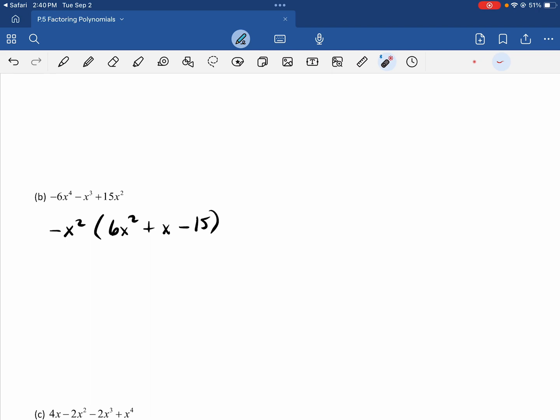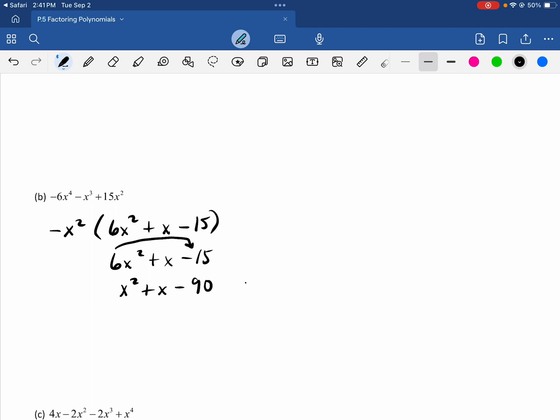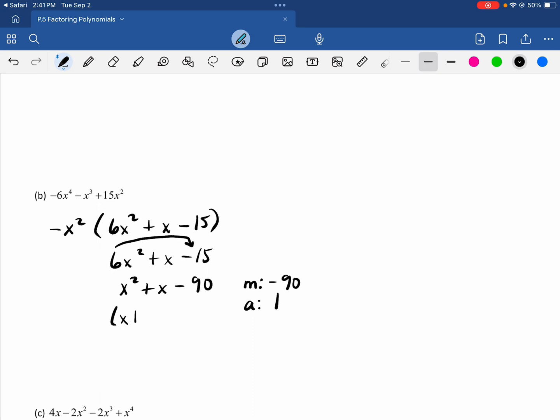Then with what is left here on the inside, right, that is 3 terms. 3 terms we want to try to use slide and divide. So I'm going to rewrite it here and try to factor it further using slide and divide. So I'll slide and multiply. 6 times negative 15 is going to give me negative 90. And then I'm looking for what are 2 numbers I can multiply together that'll give me negative 90. And if I take the same 2 numbers and I add them together, I get a positive 1. And I believe that would be 10 and 9.